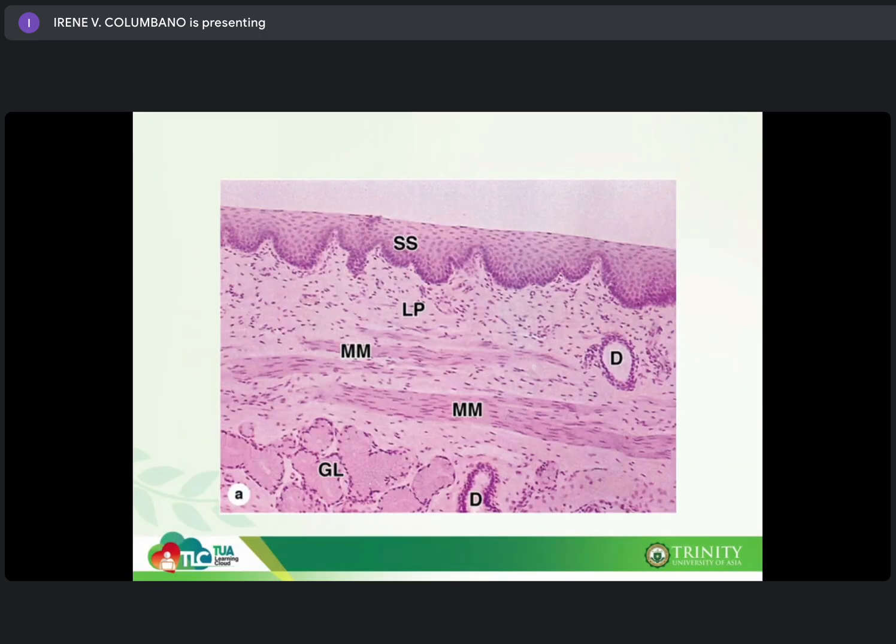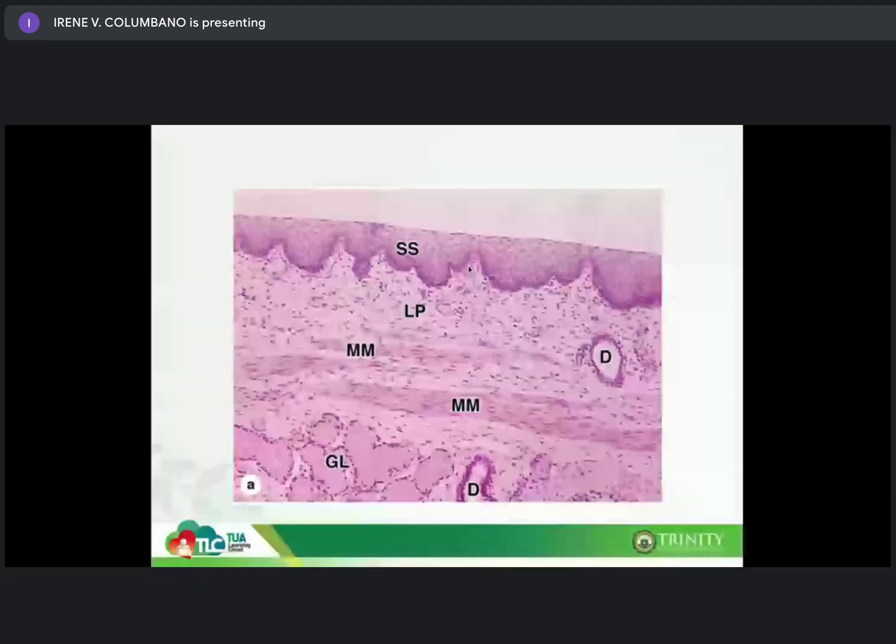So this is the longitudinal section of the esophagus showing the mucosa consisting of non-keratinized stratified squamous epithelium. Underneath is the lamina propria, and beneath we can see the muscularis mucosae with glands emptying their secretion sa duct, mucosal gland. So asan ba yung mga yun?